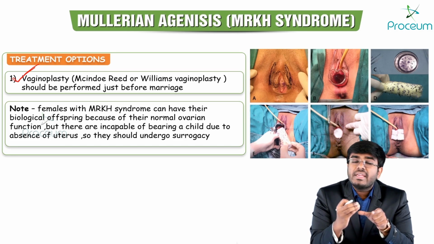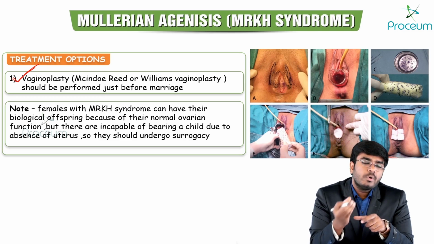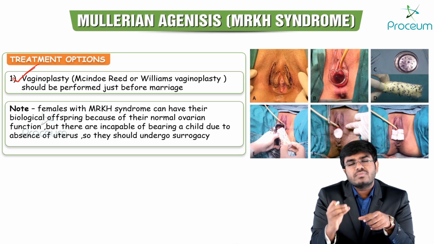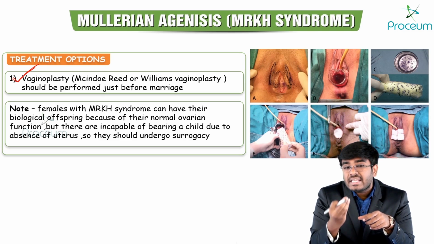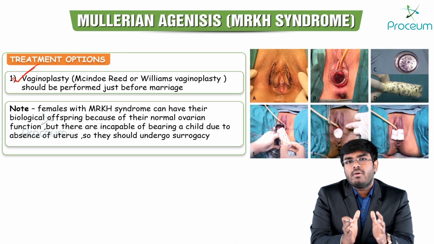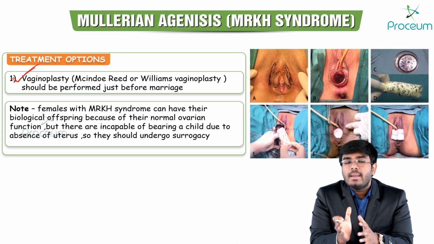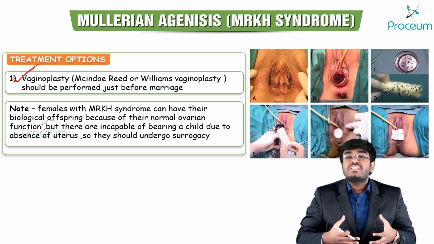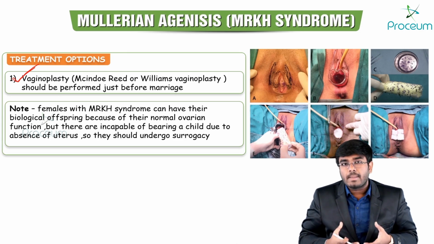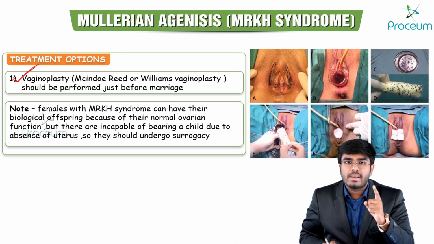collect this ova and fertilize it with the partner's sperm, so that we are going to do in vitro fertilization and transfer this embryo or zygote into a surrogate mother. So she can have a biological child, but she is not going to have the childbearing. As there is no uterus, childbearing is not possible, but she can be a biological mother.